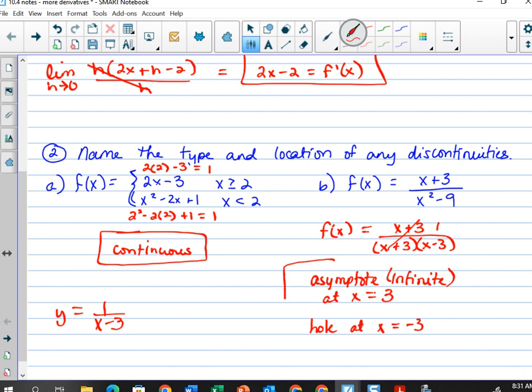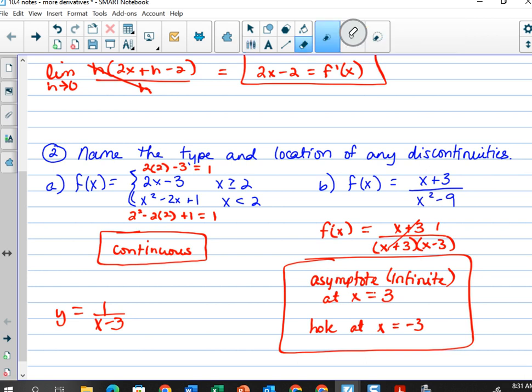Do you have to plug in to get the point for the hole? That's fine. Yeah, you gave me the point, 1 over negative 3, negative 1 over 6. Negative 1, 6. Yes, agreed. That's great too. Yeah. Okay.